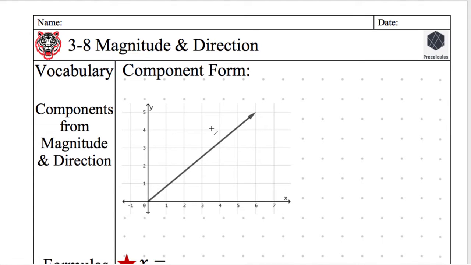We're in Precalculus lesson 3-8. Today is Friday, December 7th.